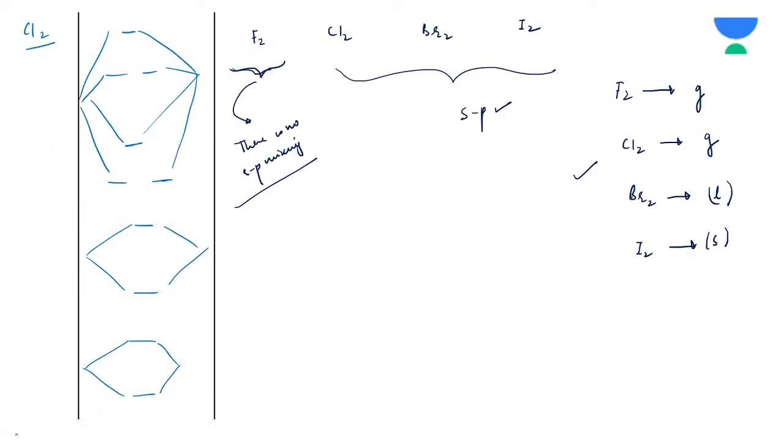What next do we have to see? We need to see the HOMO-LUMO gap. So if I have 5 electrons in this chlorine, that means I need to fill 10 electrons. So 1 2 3 4.